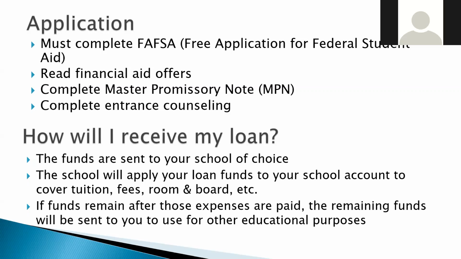The next section here, we're talking about how we receive our loans. The funding is going to be sent to your school directly. And quite often the funds are going to be split by semester. So if you get a student loan for $10,000, $5,000 goes to the first semester and $5,000 goes to the second semester. The school will apply the funds to your school account that's used for tuition, fees, and room and board. And then if there were funds left over at the end of that, those would be issued back to you. You may be able to use them to purchase textbooks or something of that sort, something school related.